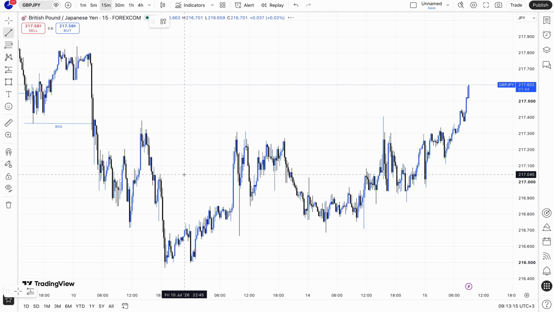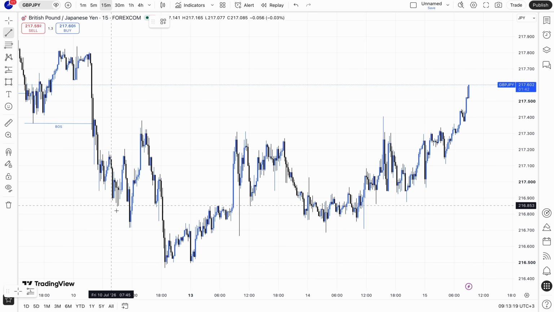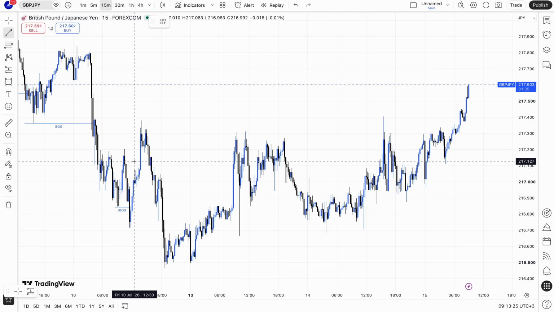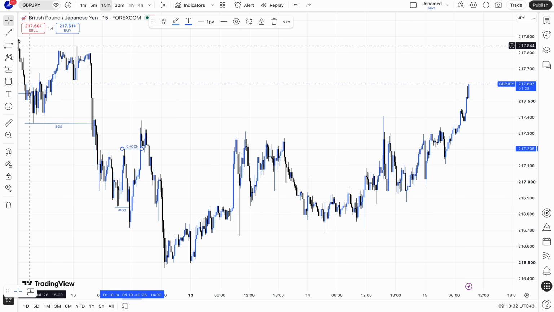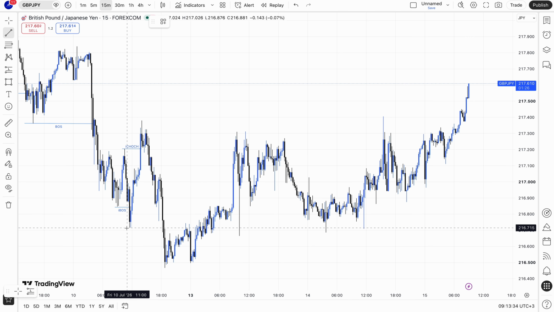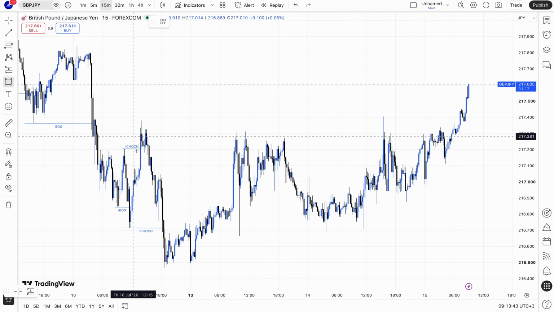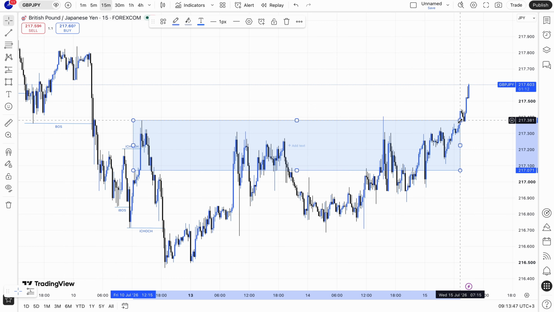from here, and this was our breakout structure to the downside, and this was a change of character to the upside. Then you had a change of character again to the downside. And then you had our supply zone, which was here.